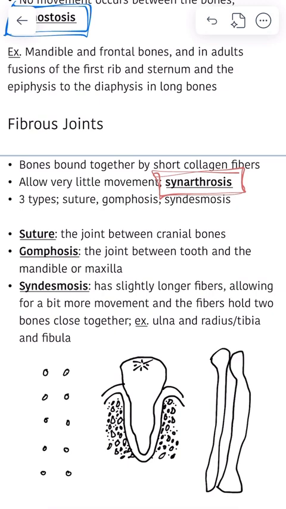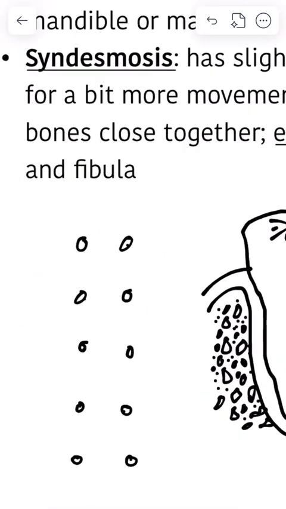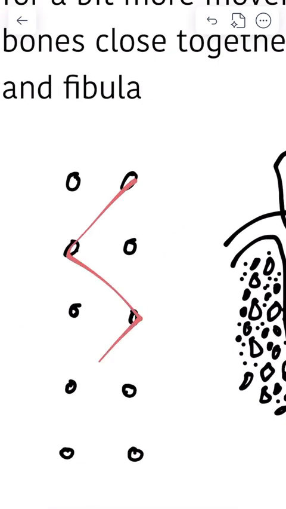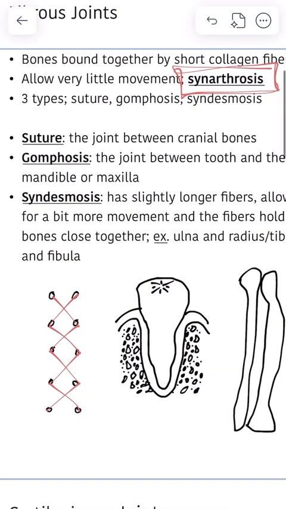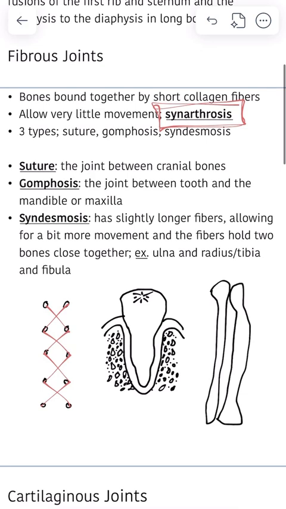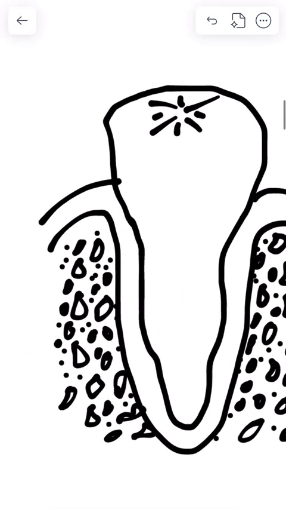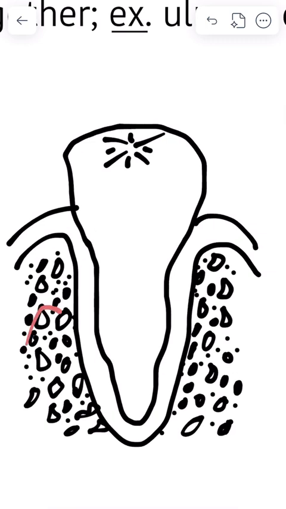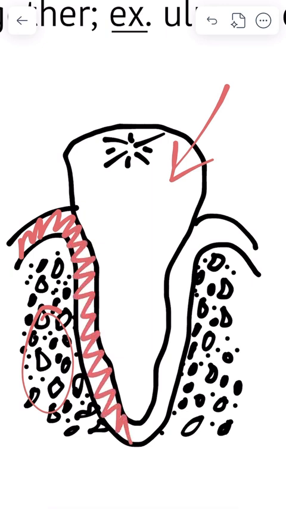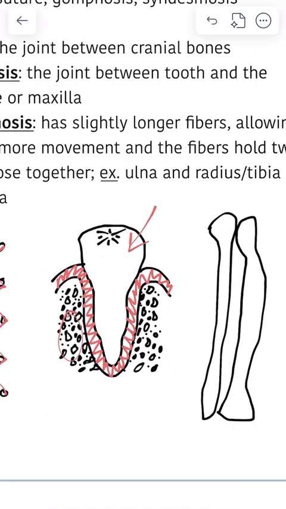Suture is the joint between cranial bones. Think of this as stitches. For example, here. This is like a suture. The next one, gomphosis, is the joint between tooth and the mandible or maxilla. So you can see this here, where this is our bone. Obviously, here's our tooth. And this is that adhesive unit here that binds the tooth to the mandible or maxilla.